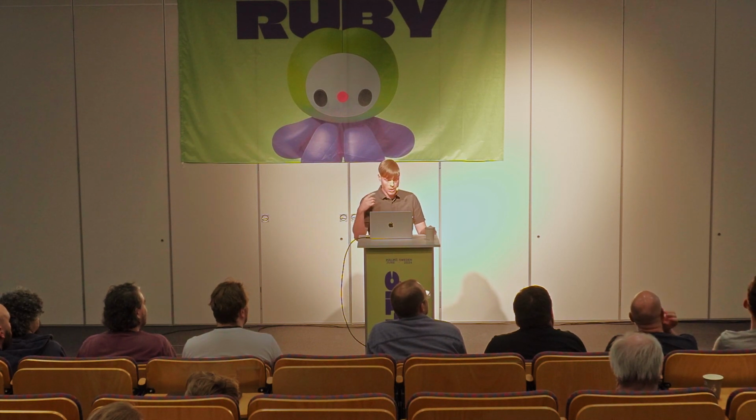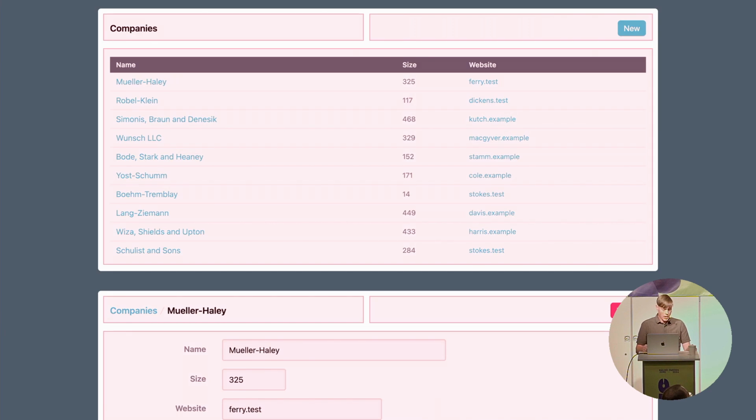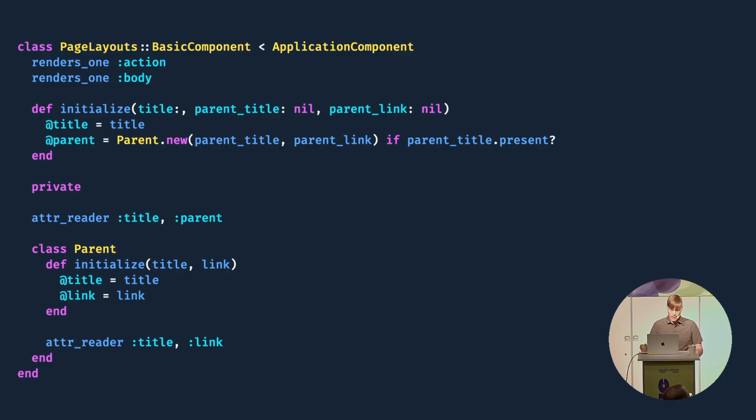Here are 2 instances of a layout component. Not the table and the form content. I'm talking about the invisible structure dictating that there's a header with a title and an optional parent link on the left, a main action on the right, and then the body underneath. And here's the Ruby class for that page layout component. It requires a title. It takes an optional parent link and title and link. It renders one action and one body.